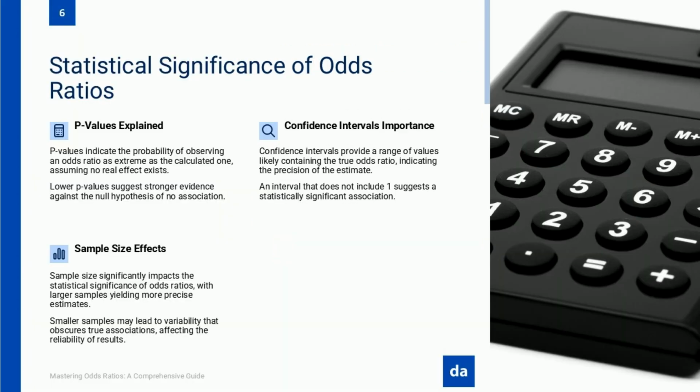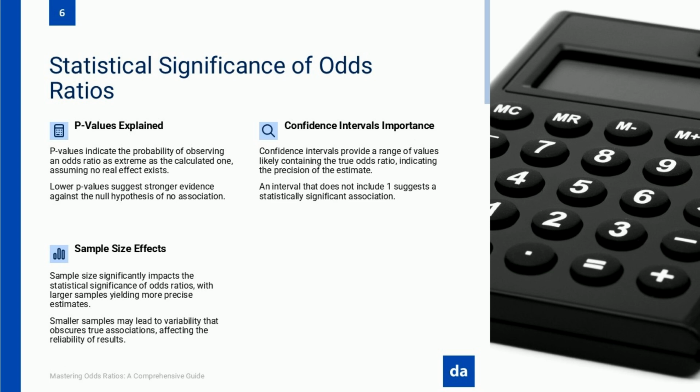While comparing odds ratios can reveal interesting patterns, there's a crucial question we haven't addressed. What if these ratios are simply statistical noise? Let's explore how to separate meaningful insights from random fluctuations in your data.